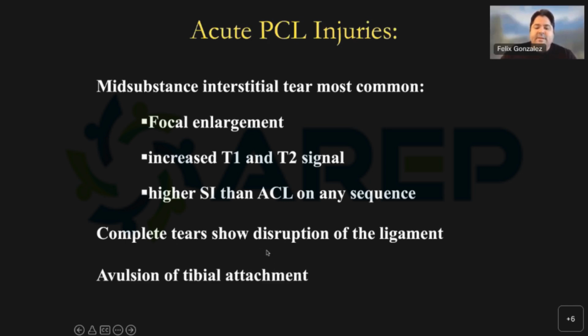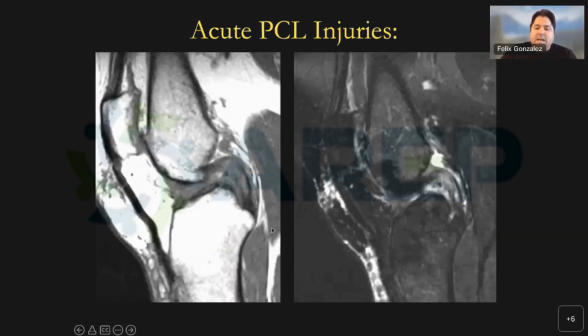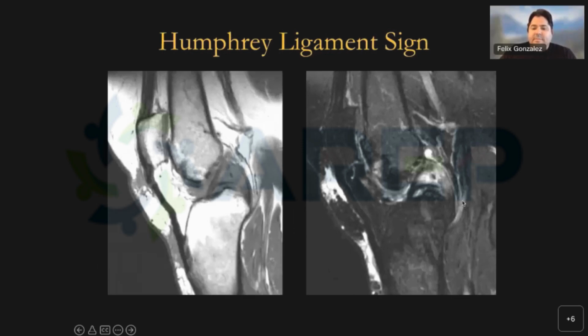You can have complete tears that show a disruption of the ligament. You can also have avulsion of the tibial attachment. So here's a PCL that on T1 is thickened. It's not dark signal the way it's supposed to be. And then on the T2 side, you can see basically a high-grade partial thickness tear of that ligament there.